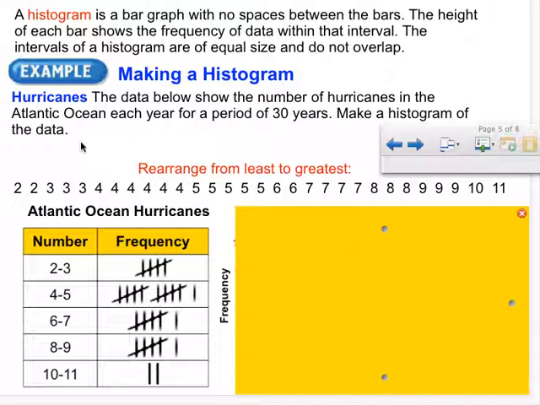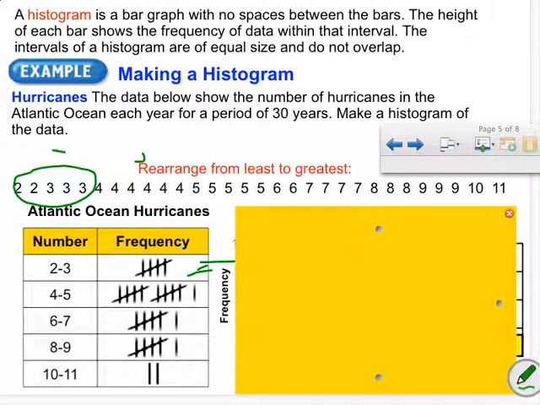So let me show you what I'm talking about, because I can see by the look on your faces that it seems a little bit confusing. So look, here's 2 and 3, right? How many values are there? 5. Isn't this 5? 5.